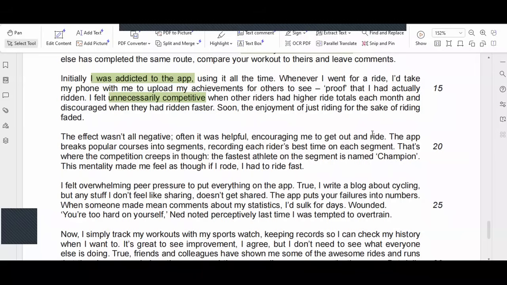So the good point is that if you have been the fastest athlete, you will receive a trophy, champion. So this mentality made me feel that if I ride, I had to ride fast. Again, it's talking about the peer pressure, which is a disadvantage.